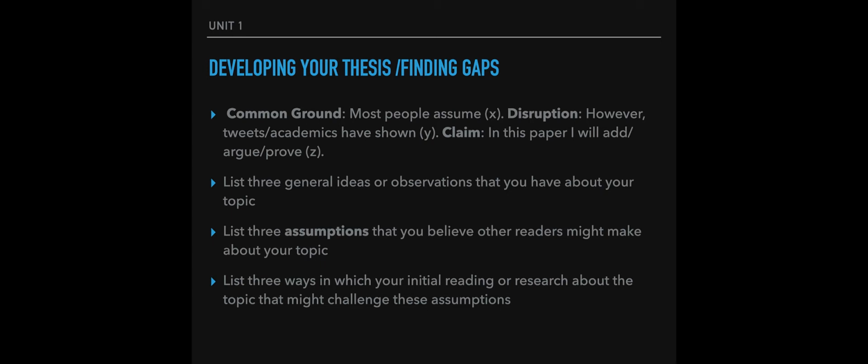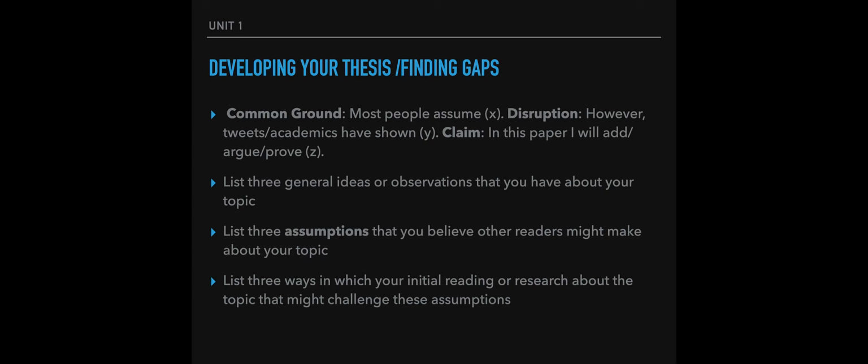We want to do some common ground, right? And I think I've talked about this before in Unit 1. Most people assume something, right? And then there's a disruption. However, tweets, academics, research, right? And then in this paper, I will add, argue, or prove something else, okay? So there's the three things: common ground, disruption, and claim.